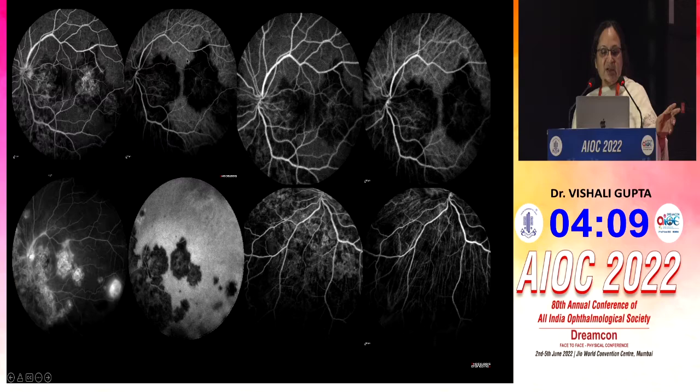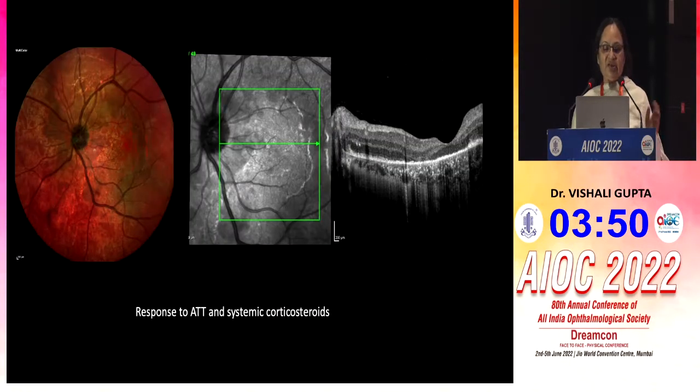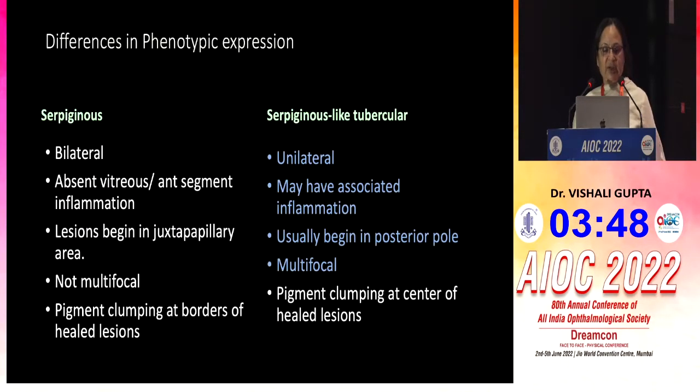You can see this is ICG of course, lesions are hypo to hypo, and when you investigate, sure enough, Mantoux is positive, QuantiFERON is positive, some lymph nodes, and we even did EBUS through the lymph nodes, which shows TB granuloma. This is how the patient responds to anti-TB.